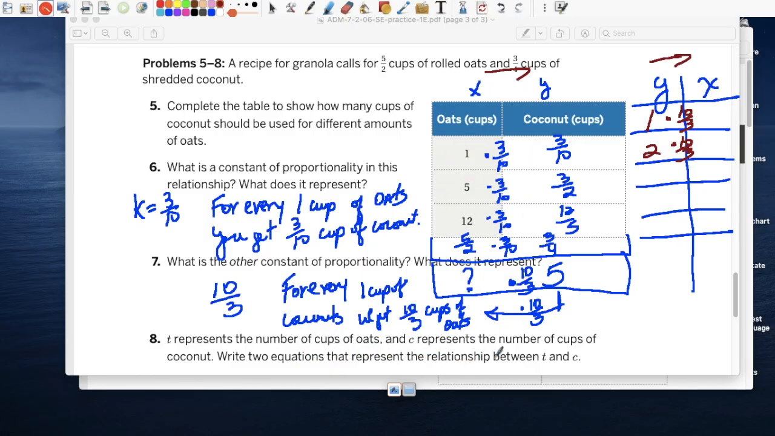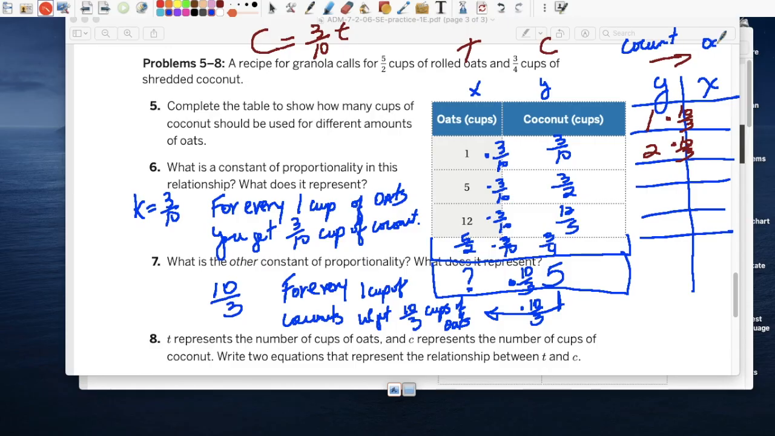Write 2 equations representing the relationship between t and c. So who's t? T is the oats. All right, so this is t, the oats, and then c for coconut. So let's do the first table. So the first table says, if I want to find out how many cups of coconuts, represented by the letter C, I have to multiply 3 over 10 times the oats. And what are the oats called? The letter T.